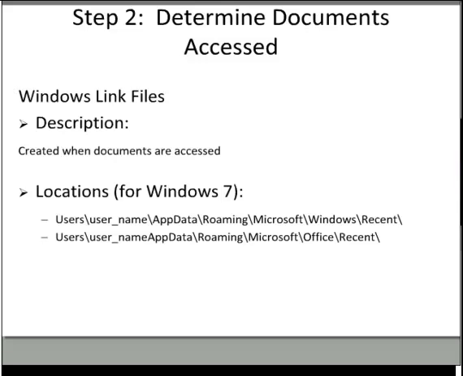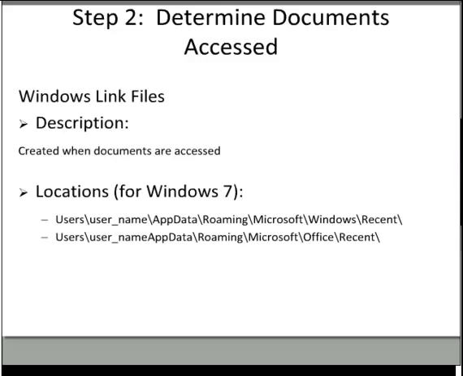Step 2 is going to be determining what documents the person accessed. To figure this one out, we're going to be parsing two separate types of files: link files and also jump lists. First up is link files.